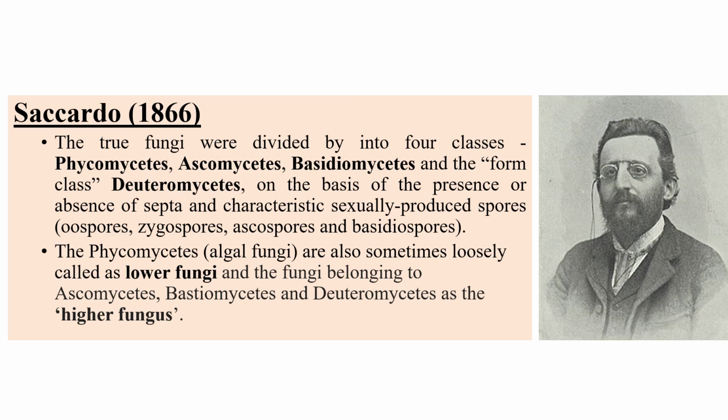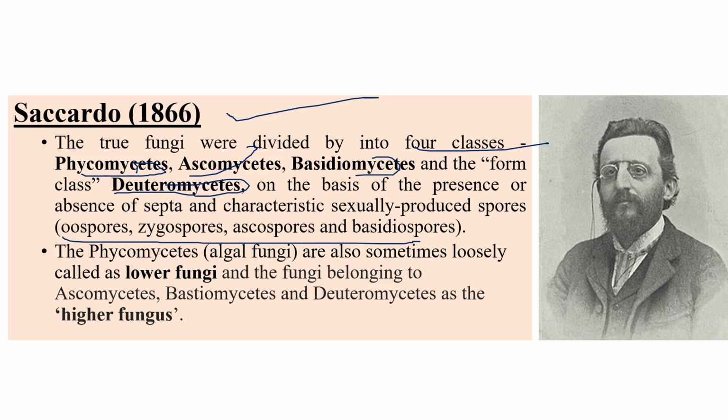Then I will start with the detailed one. The first one is Saccardo's classification. In 1866 he divided the true fungi into 4 classes: Phycomycetes, Ascomycetes, Basidiomycetes, and Deuteromycetes. He generally classified based on the presence of septa, or the characteristics of production of sexual spores like oospore, zygospore, ascospore, and basidiospore. Based on those characters, he classified.